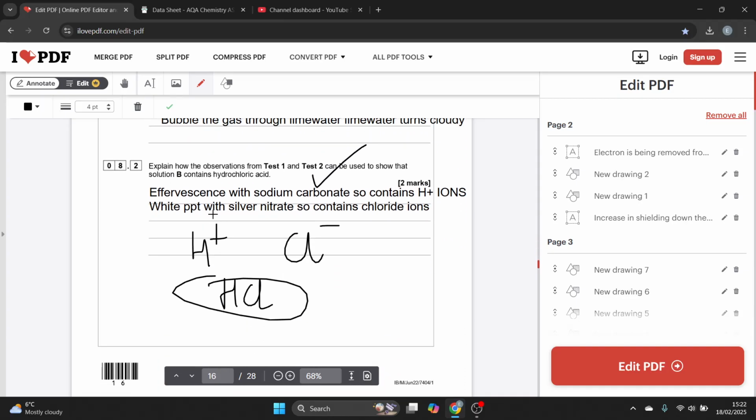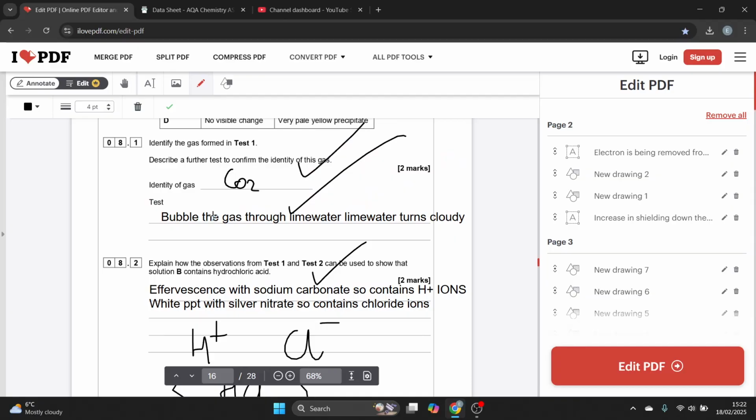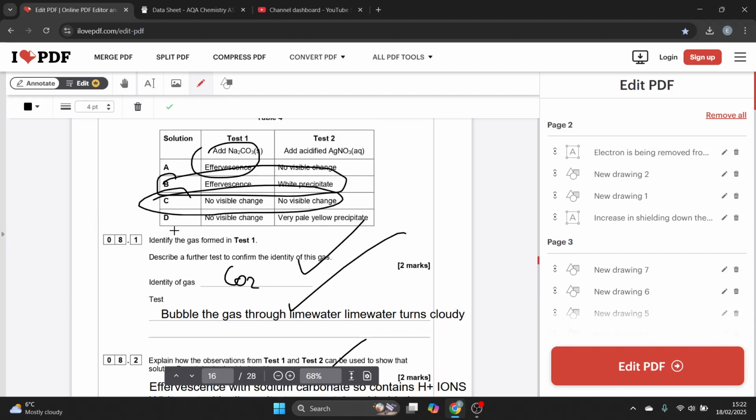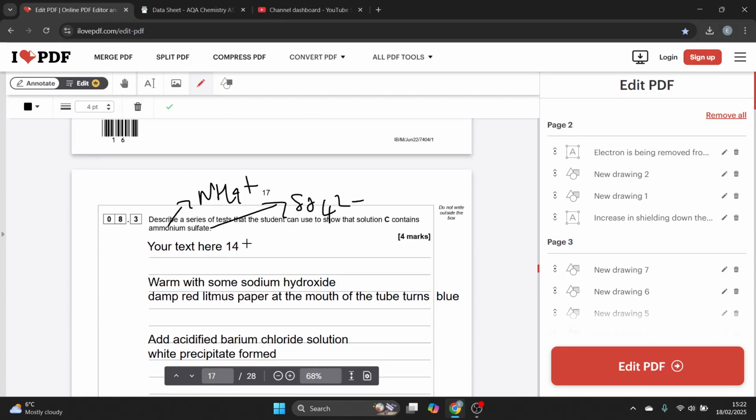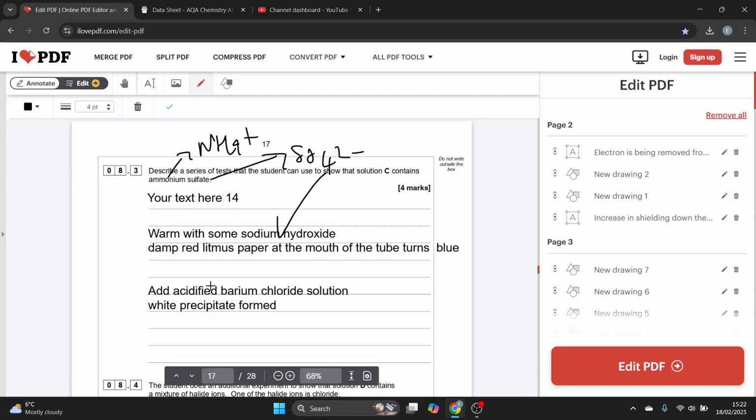Second one, well, yes, again, it's about how well you know your tests. Effervescence with sodium carbonate, so it contains H plus ions. White precipitate with silver nitrate, so it contains chloride ions. Then a series of tests, ammonium sulfate, NH4 plus, SO4 2 minus: warm with sodium hydroxide, damp red litmus paper at the mouth of the tube turns blue. Then add acidified barium chloride solution, white precipitate formed.